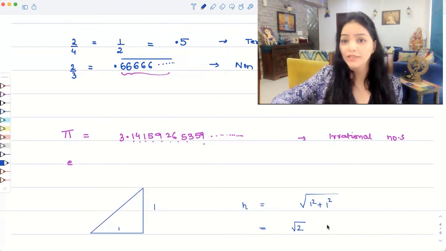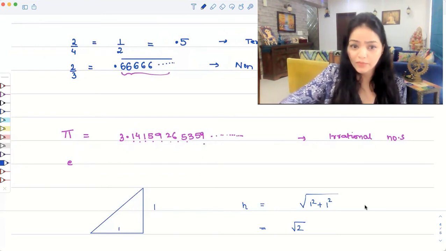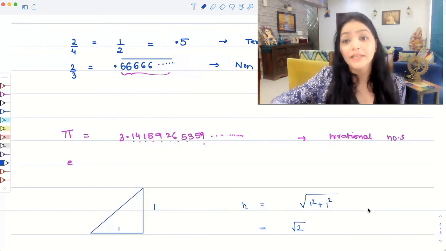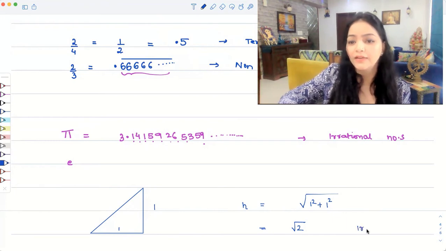Square root of 2 is an irrational number. It's not imaginary. It's an irrational number. It is real. This is a live example that it's a real number. It exists, okay? It's not that we're just thinking in our head. It does exist. Root 2 exists, and it is an irrational number.